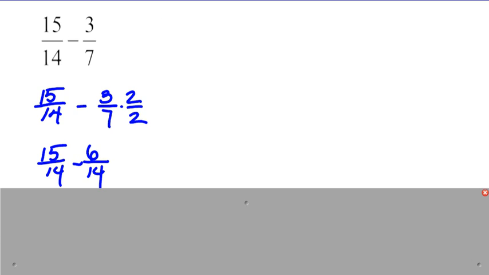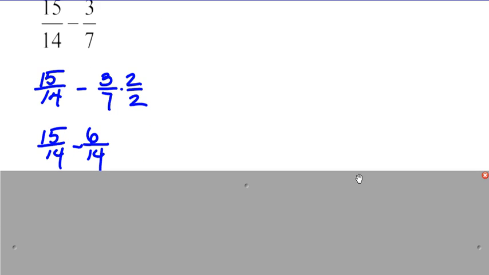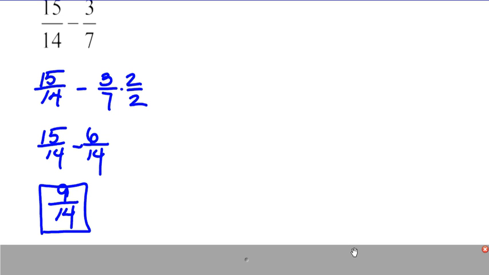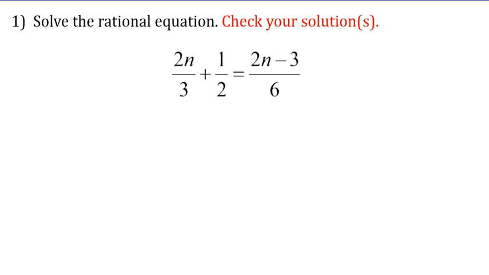The denominators are the same, so we can finish out the subtraction. Well, 15 minus 6, that's 9, so we have 9/14. 9 and 14 do not have any common factors to divide out, so that would be our simplified expression. So common denominators are important when you're adding and subtracting your rational expressions. That should play into our rational equations.